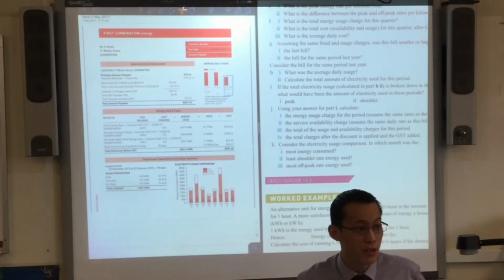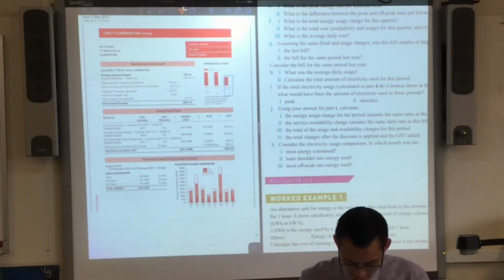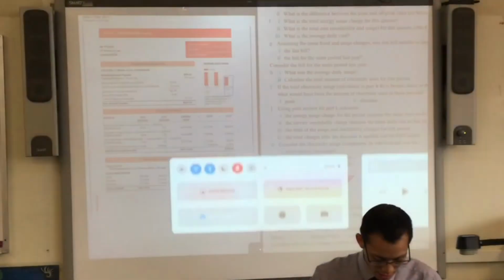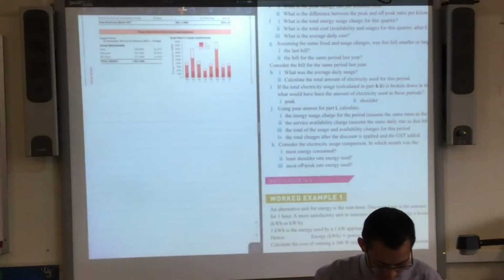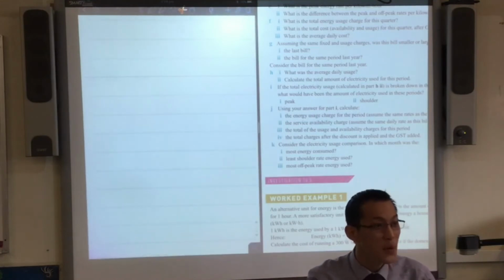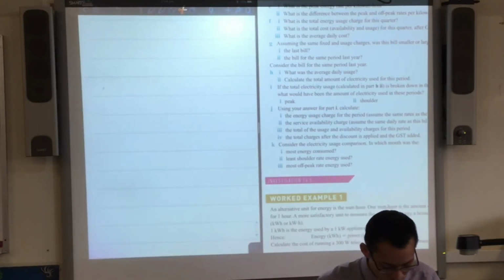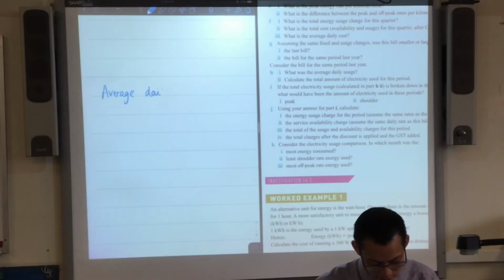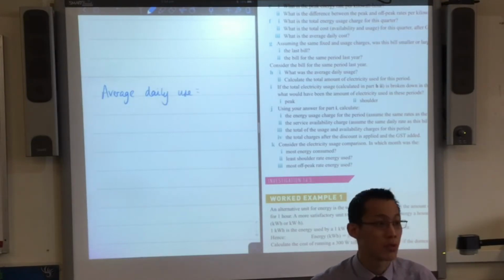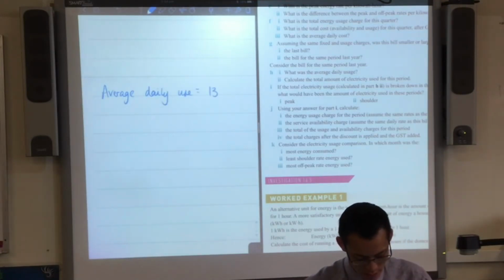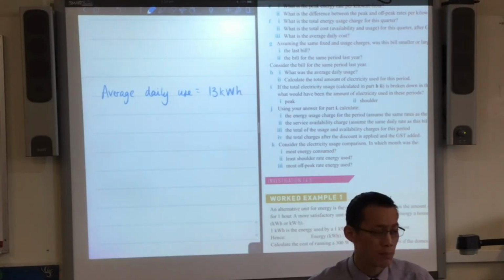We've got the average daily usage, 13 kilowatt hours. We've calculated the total amount of electricity used. Can I please encourage you to say what you are calculating. I've beaten this drum before, I will beat it again. What you should have in your book is not just the number, but average daily use, 13 kilowatt hours. Please include the unit. Units are really important here.